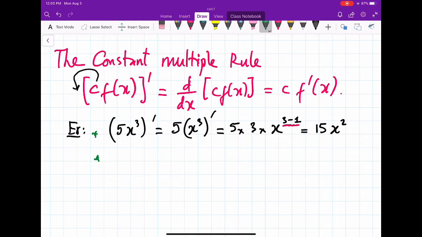Okay, let's consider the function 1 over 2 cube root of x squared.